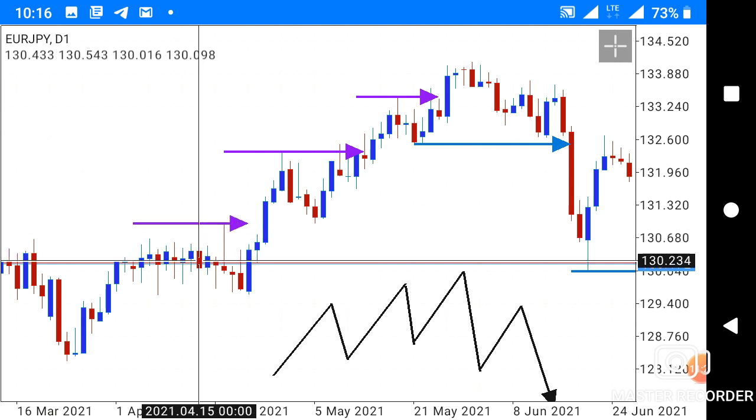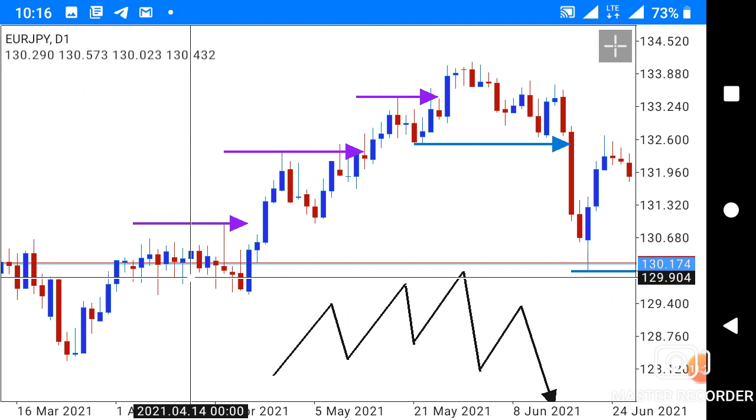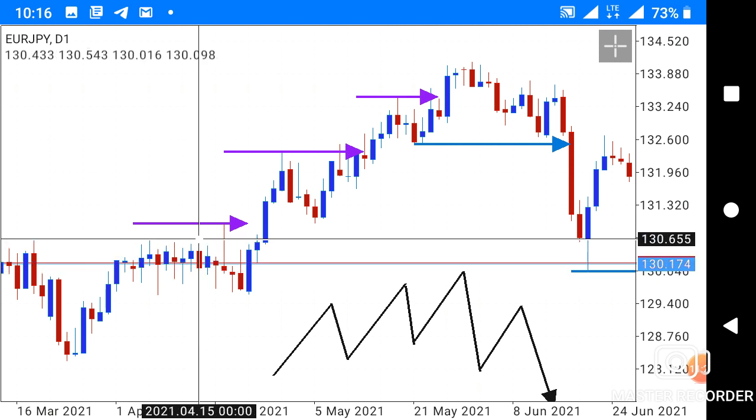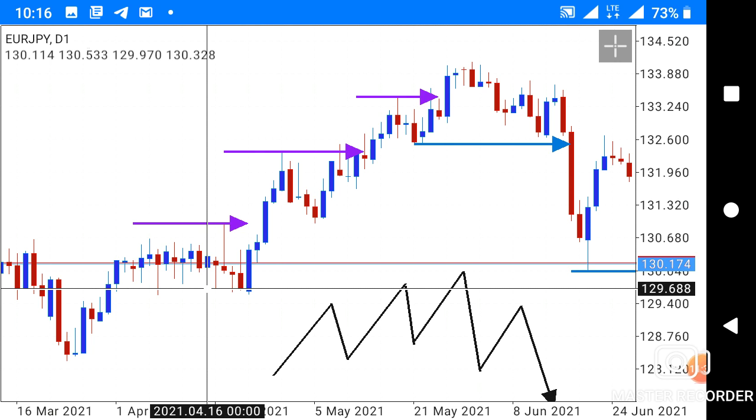Now, in an uptrend, where do you buy from? You buy from the swing low. You don't buy from the swing high. Always buy from the swing low. The swing low, like I said before, offers you a low risk entry.